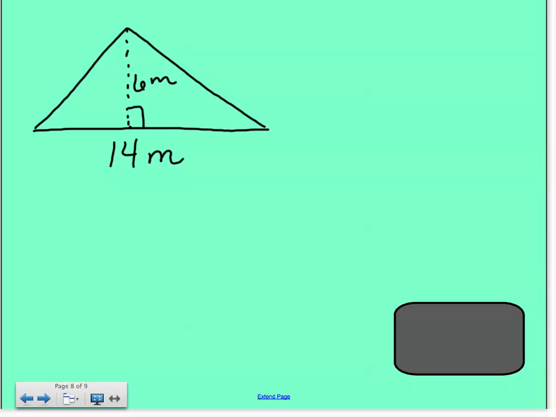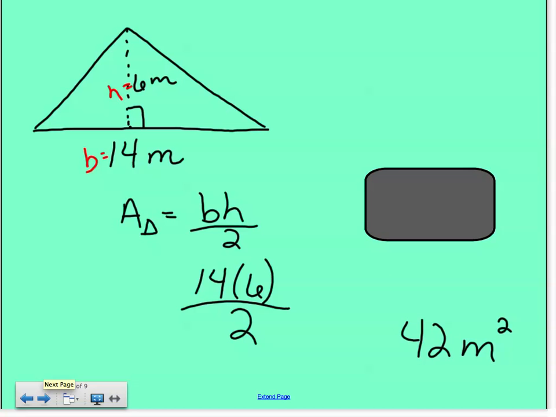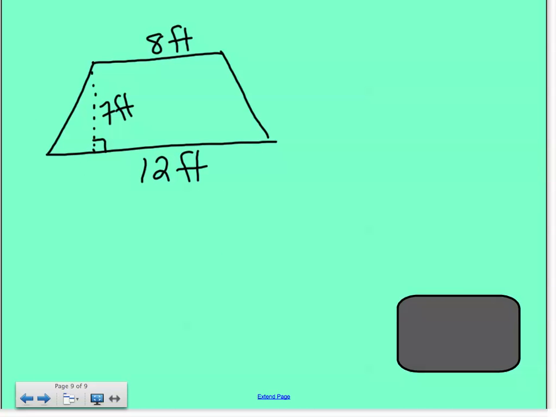Okay, here's a triangle. I know that the area of a triangle is equal to the base times the height divided by 2. So my base is 14 and my height is 6. So I would do 14 times 6, and I would divide that by 2. You need to follow PEMDAS, so you do your multiplication first on top of the division bar, divided by 2. Your answer should be 42 meters squared. Again, labels are important.